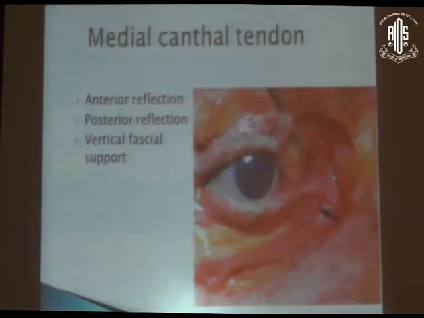Medial canthal tendon has a superficial and deep part, or the anterior and posterior reflection, and it forms the vertical facial support.